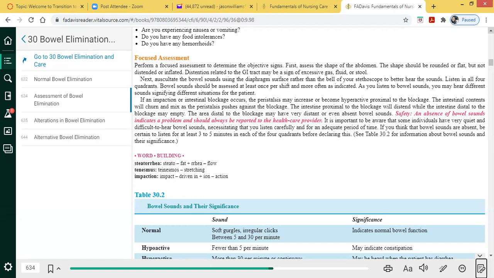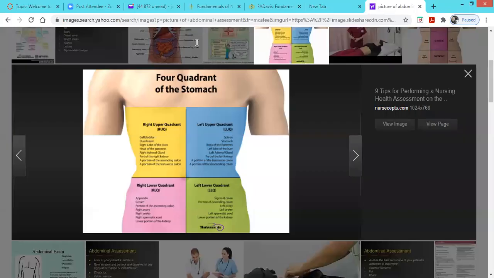And a focused assessment, instead of me assessing your entire body, since you complained of chest pain, hey, I want to assess your cardiovascular system. I want to assess your respiratory system. Since you complain your stomach hurts real bad, I want to do an abdominal assessment. That's a focused assessment where I'm focused on one specific system or specific systems.